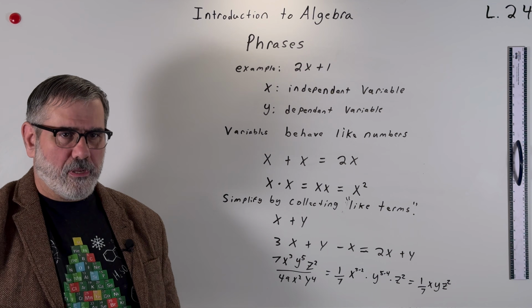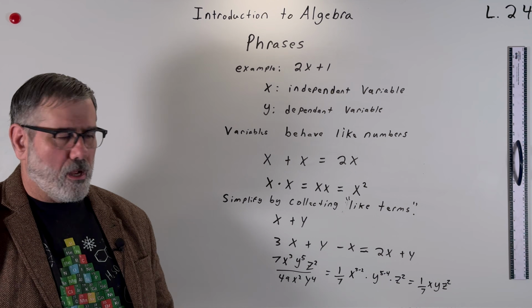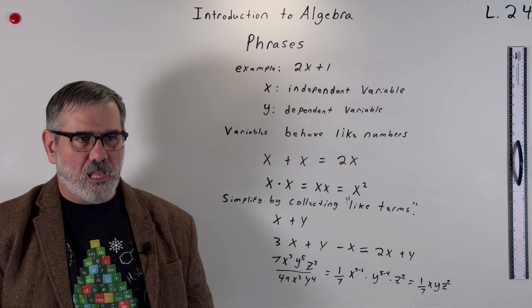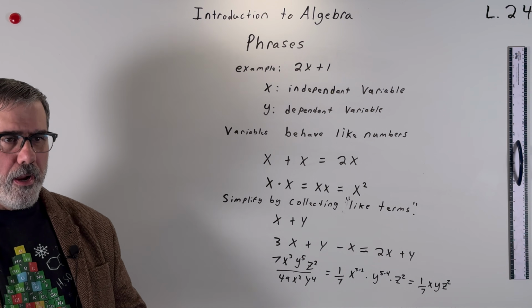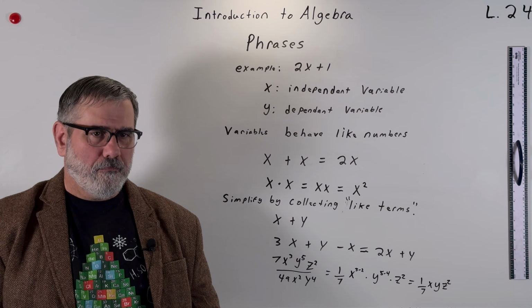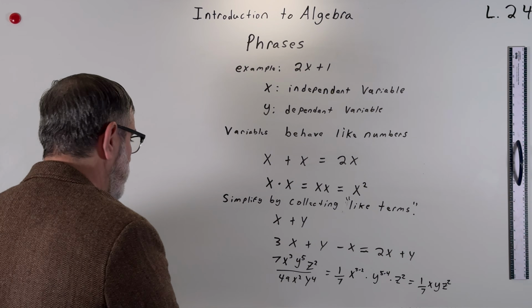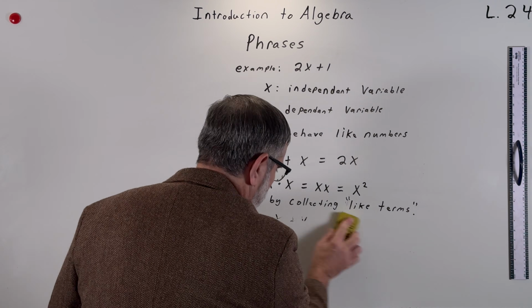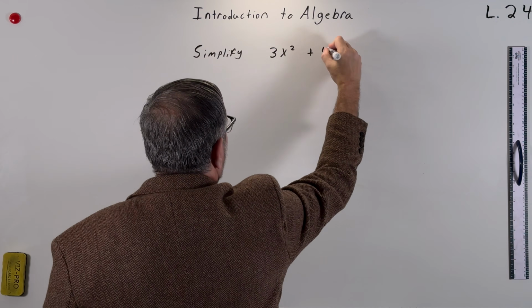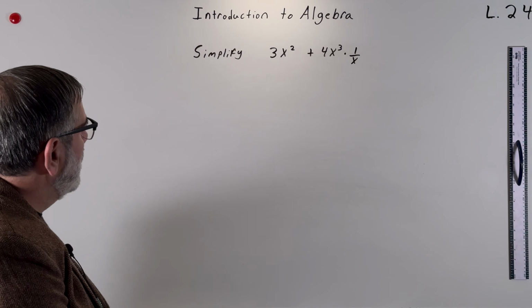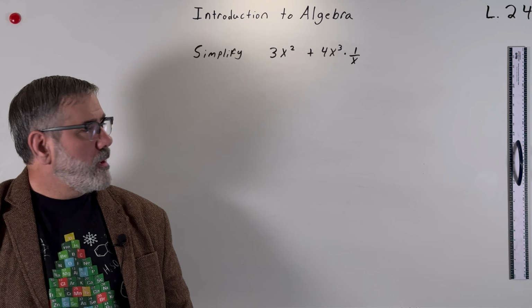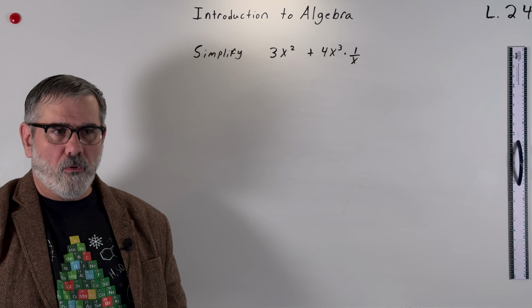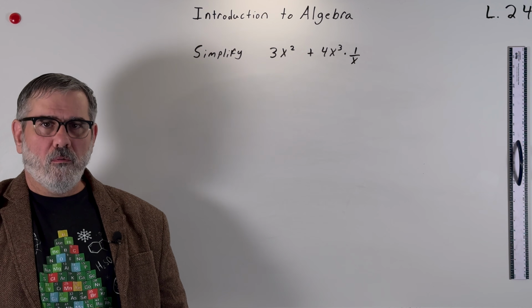Okay? Does that make sense? Exactly as if it was numbers, right? So x cubed over x squared is the same thing as 3 cubed over 3 squared, which is just 3, right? Using our rules for exponents. Let me give you one to try. Simplify 3x squared plus 4x cubed times 1 over x. So pause the video, come back when you have your answer.